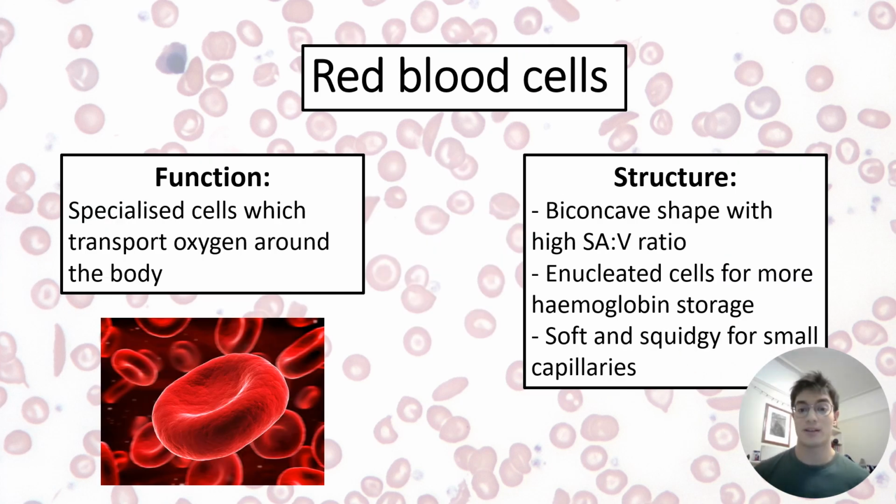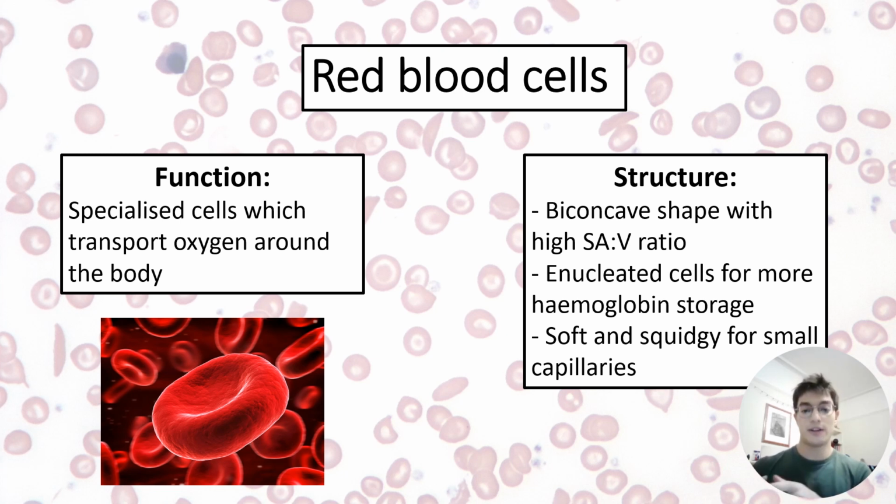So our red blood cells, or erythrocytes, are these funny looking, almost donut-shaped cells. Their function is just to transport oxygen around the body. They're specialist cells, and what's quite special about them, besides this biconcave shape, is the fact they don't have any nuclei. They're enucleated cells, effectively. So that leaves more space for hemoglobin, which means more space for oxygen transport.